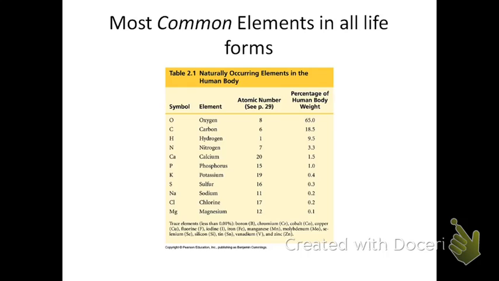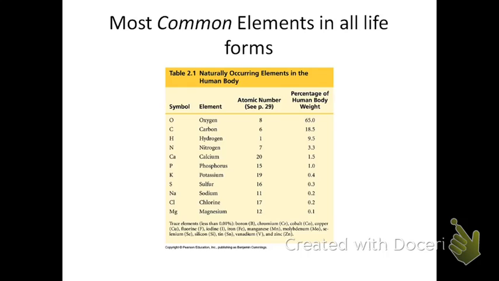So the most common elements in all life forms are going to be carbon, hydrogen, nitrogen, oxygen, phosphorus, and sulfur. The easiest way to remember those is by making the acronym CHNOPS. Each of those letters being the first letter of the element for these common ones that are going to be found in living organisms.